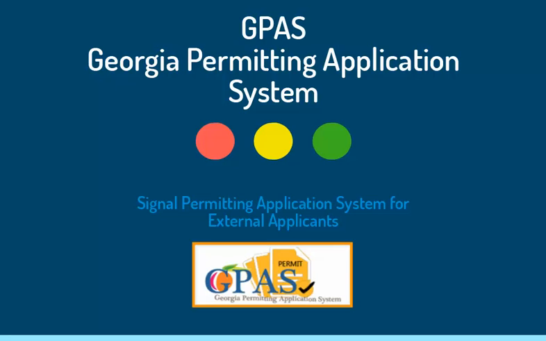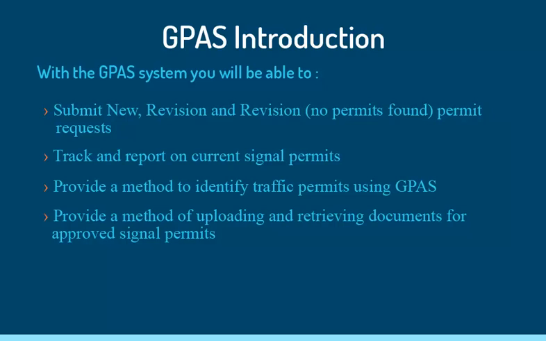This course on the Signal Permitting Application System is for non-Department of Transportation users and will teach you how to apply for new, revised, and revision with no permits found signal permits. With the GPASS system, you will be able to submit new, revision, and revision no permits found permit requests, track and report on current signal permits, provide a method to identify traffic permits using GPASS, and provide a method of uploading and retrieving documents for approved signal permits.